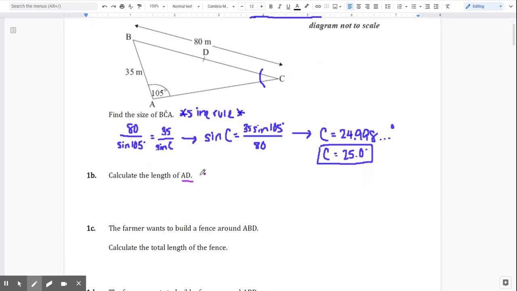Part B, we're calculating the length of AD. So from A to that midpoint D that they gave us before. Remember, I already know that B to D is 40 meters, and also D to C, just writing that in now that it's appropriate. If I'm calculating the length from A to D, I'm going to call that side B since it's now across from angle B. I have two sides, and I can also easily find this missing angle. Remember, we just found angle C. So if I subtract 180 minus 105 minus the 25 I just got, I know that angle B is 50 degrees.